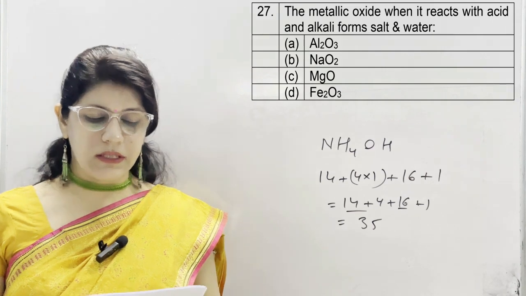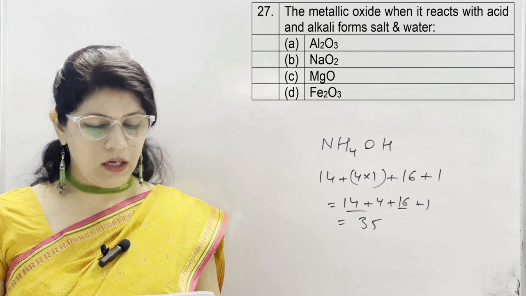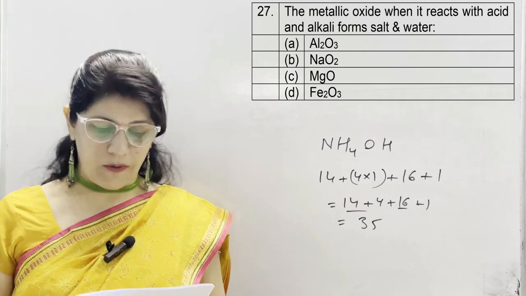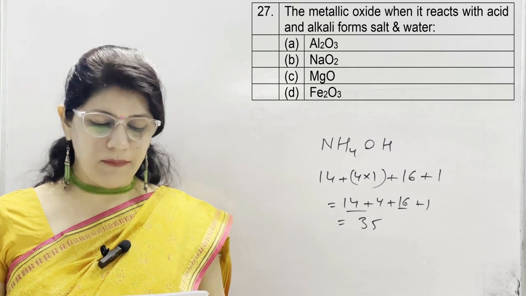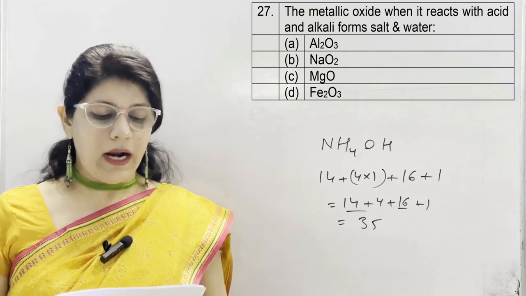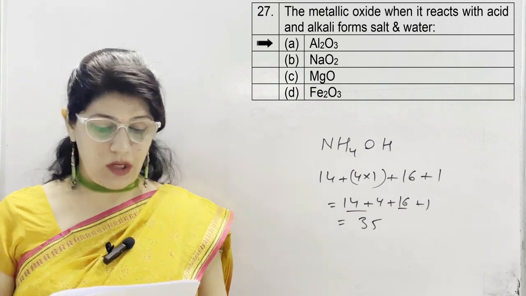In question number 27, the metallic oxide which reacts with acid and alkali to form salt and water is: A option is Al2O3, B is NaO2, C is MgO, and D is Fe2O3. And the correct option is A, which is aluminium oxide, Al2O3.